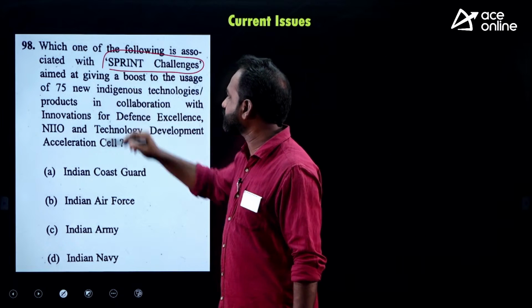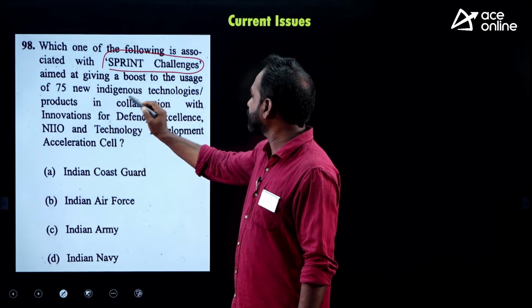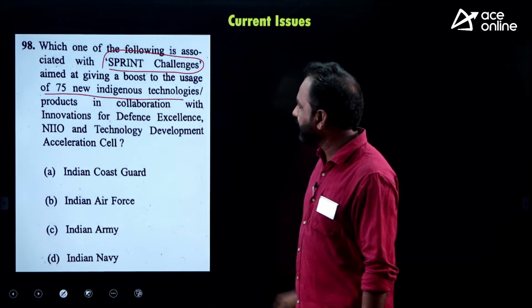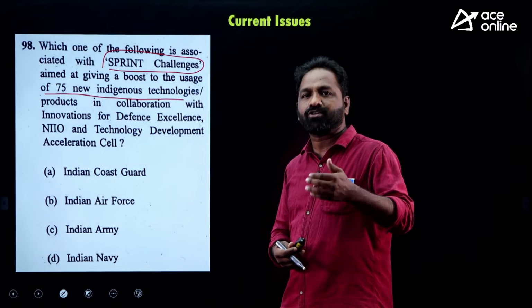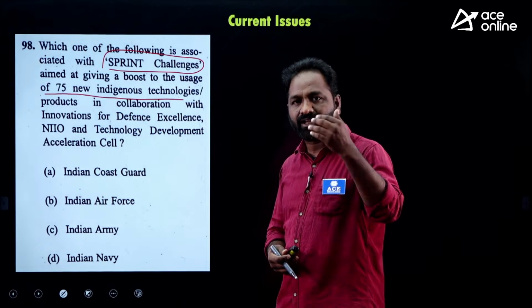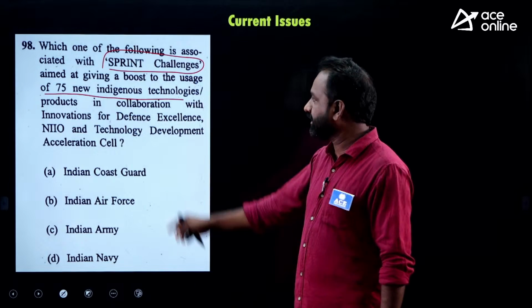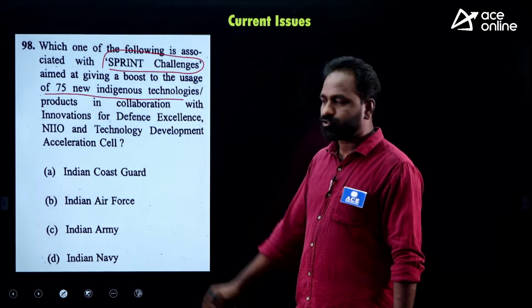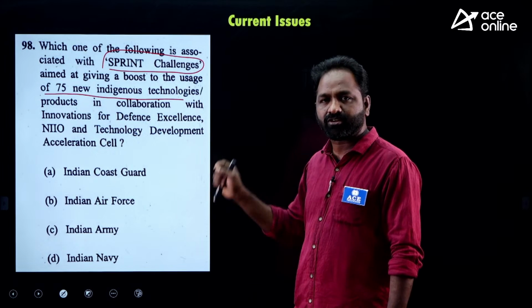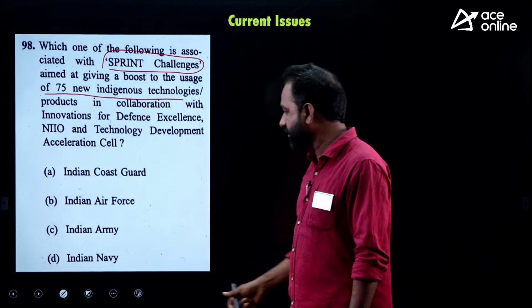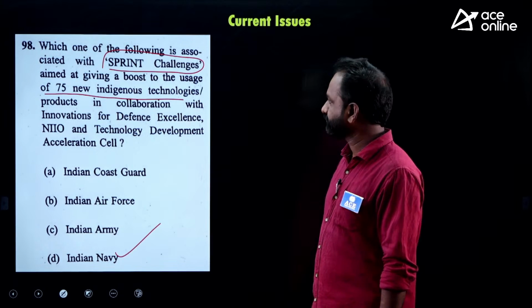There is a program called Sprint Challenge aimed at giving a boost to the use of 75 new indigenous technologies. So in order to promote Atmanirbhar Bharat, in order to promote indigenous technology, that too 75 new technologies, in the Indian Navy they launched a program called Sprint Challenge. So Sprint Challenge is related to the introduction of 75 new indigenous technologies in the Indian Navy.